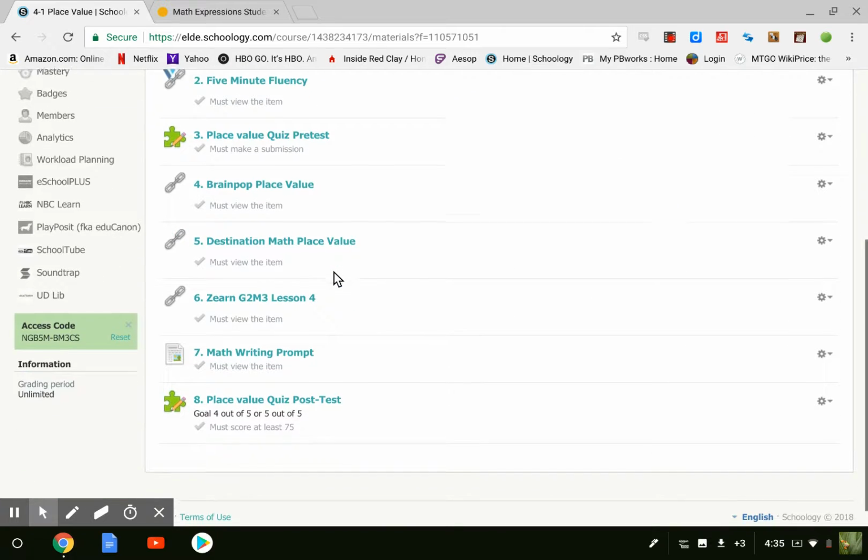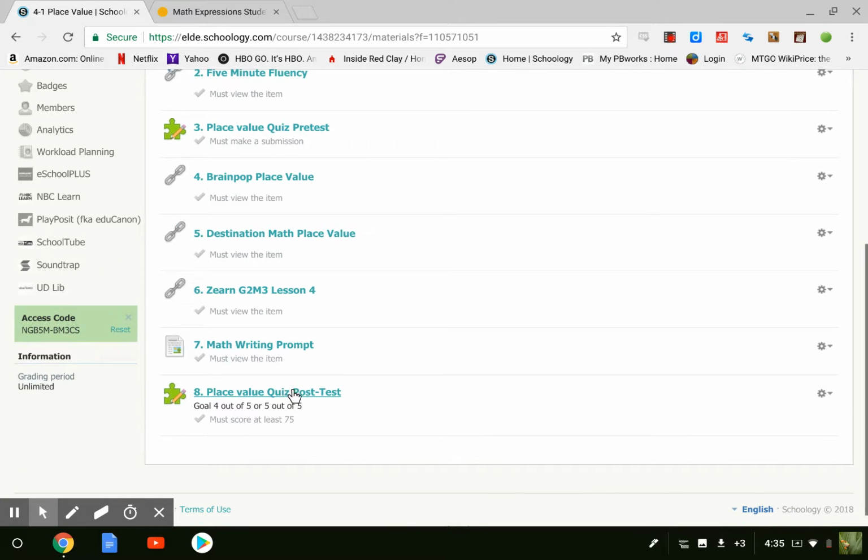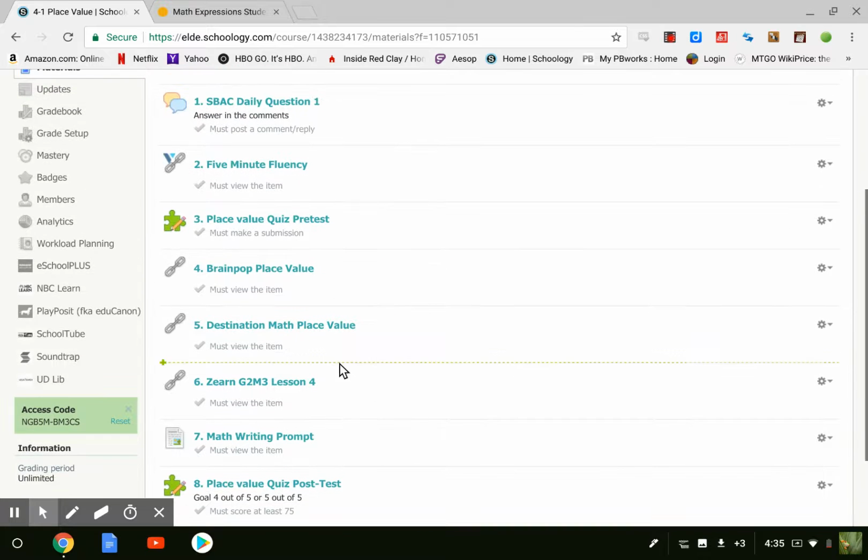I know we had to make goals, so usually at the bottom for their post test, there's a goal, 4 out of 5 or 5 out of 5, and 4 out of 5 would be progressing towards the standard. 5 out of 5 would be making the standard or meeting the standard. So they take a pretest, so they have to do these 3 when they come in.